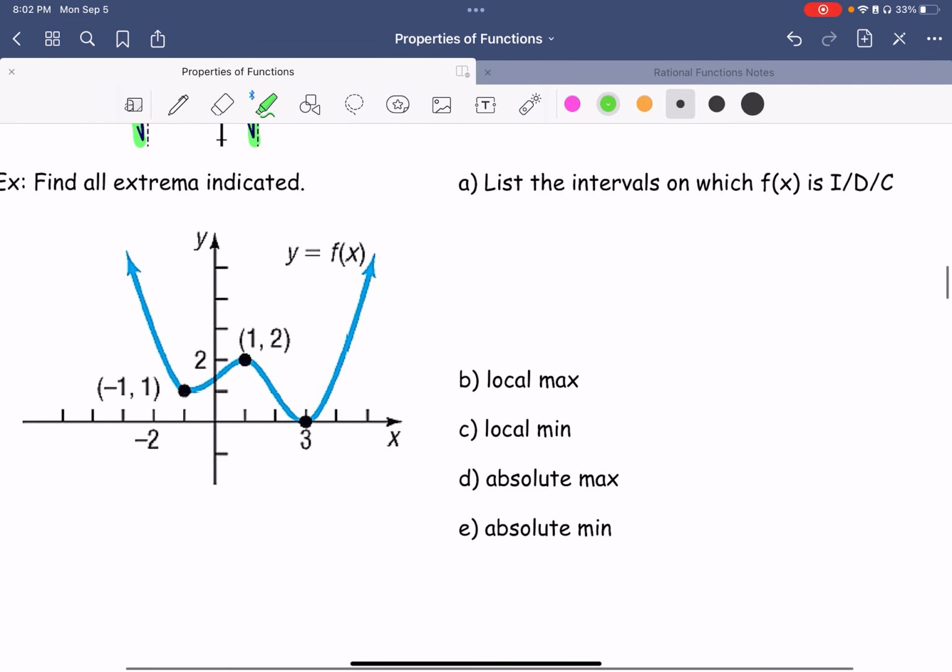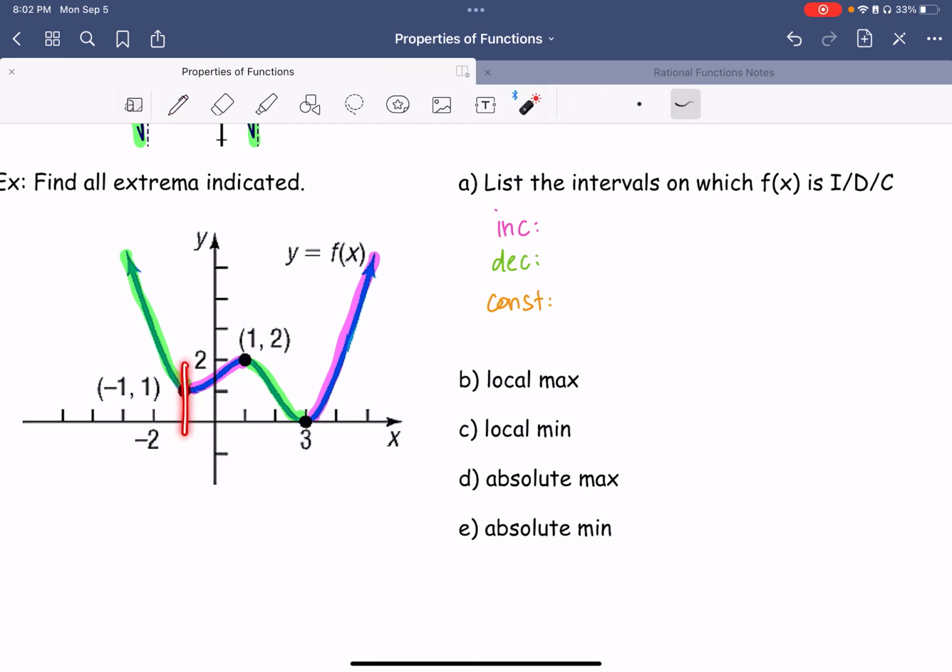So we'll start by labeling or highlighting, okay? So we start with decreasing, then increasing, then decreasing, then increasing again, okay? So list the intervals where it's increasing, decreasing, and constant. Okay, so I'm still sticking with my color coding. Remember, we're only doing x values, and remember, it's always parentheses. Okay, so I'm increasing. It is pink from -1 to +1.